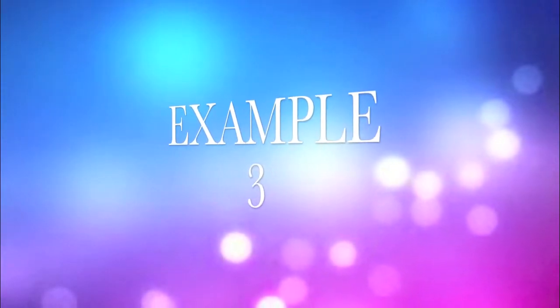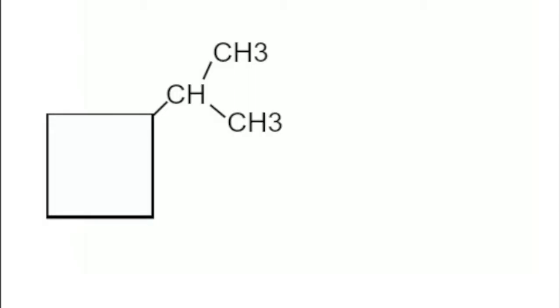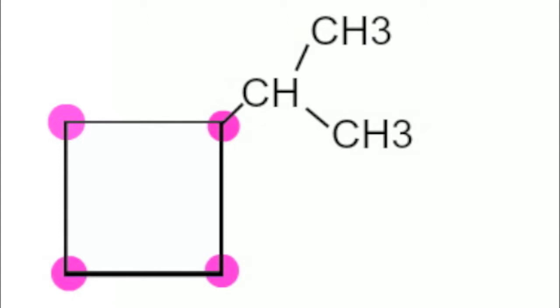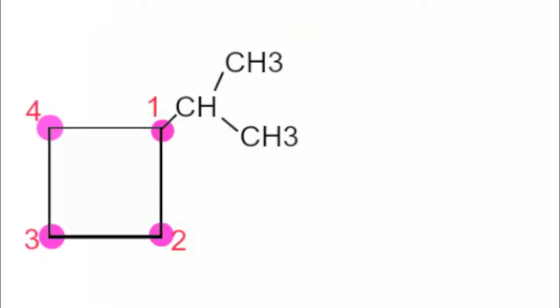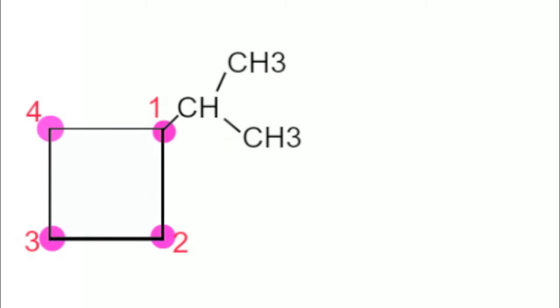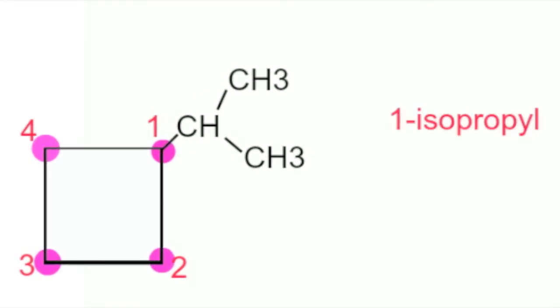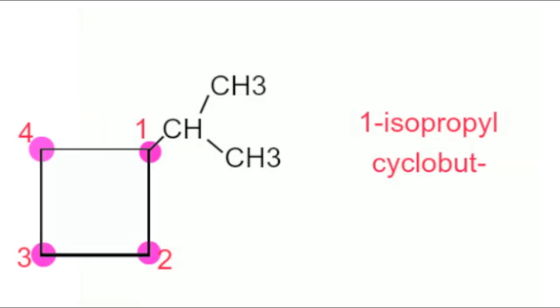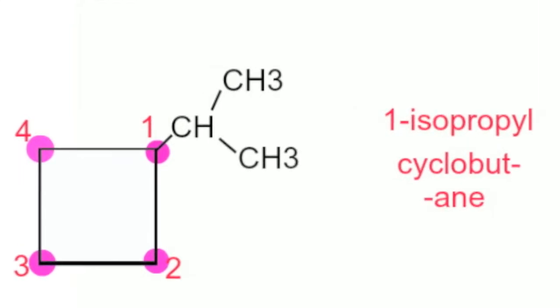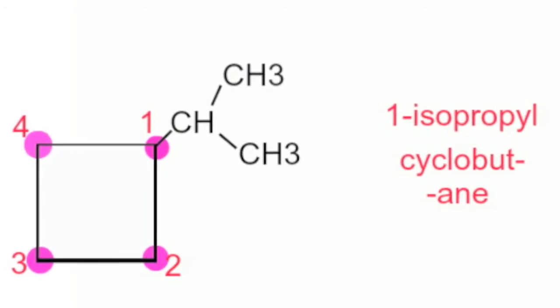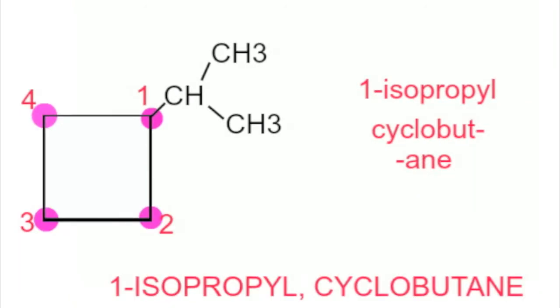Example 3. Now let's see this example. Each vertex represents a carbon. Now let's start numbering carbons, leaving the isopropyl in the smallest number. Position, dash, name of the substituent. As the chain is closed, it's a cycle, so we're going to write cyclo before the prefix for the number of carbons. The carbons are attached with single bonds. Therefore, it's an alkane. Suffix -ane. So the name for this one is 1-isopropylcyclobutane.